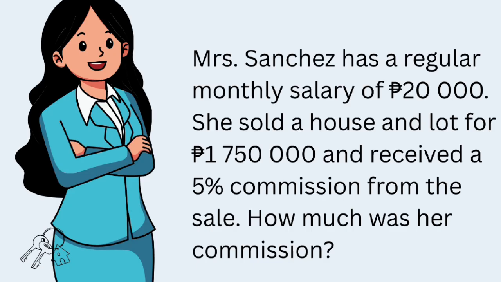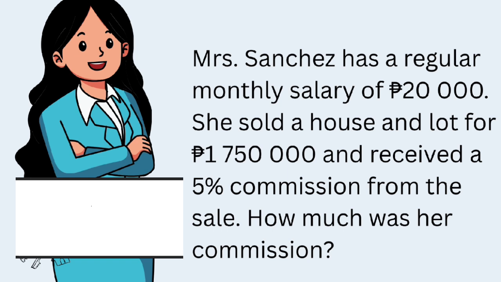Mrs. Sanchez has a regular monthly salary of 20,000 pesos. She sold a house and lot for 1,750,000 pesos and received a 5% commission from the sale. How much was her commission? So we will use the formula C is equals to R multiplied to gross proceeds. So in the given situation, the rate is 5%, and we will multiply it to the gross proceeds, which is the 1,750,000 pesos.